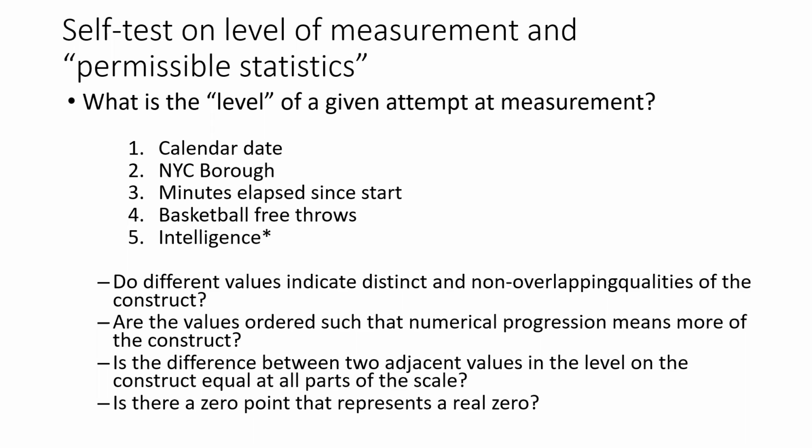Do the different values that could be defined indicate distinct and non-overlapping qualities? Are the values ordered such that numerical progression means more? Is the difference between 2 adjacent values in the construct equal at all parts of the scale? And is there a 0 point?